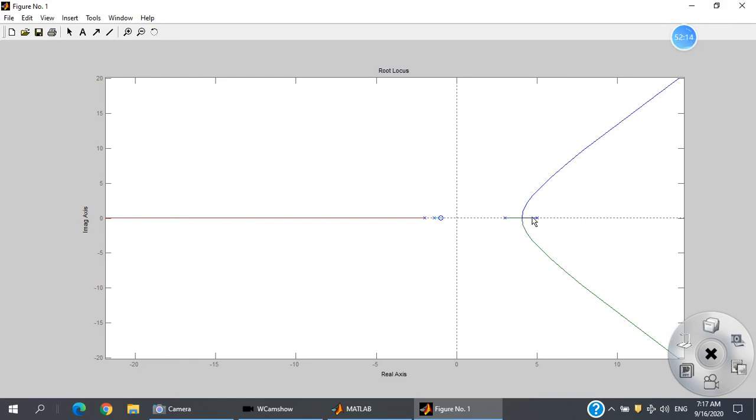Here there should be two poles, right? Every root locus branch gives us one pole, and this is the intersection of two branches. So at this point, the two poles are the same. In other words, you have multiple poles, multiple roots. We call this a breakaway point.